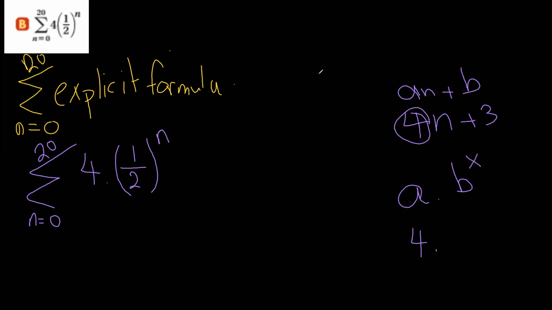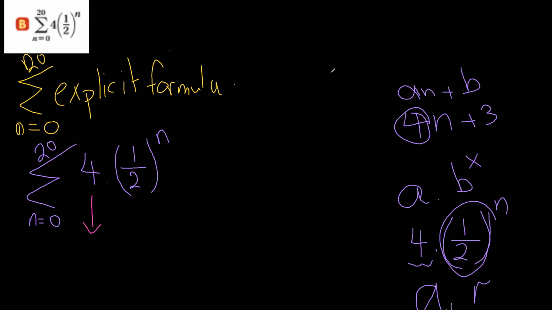So here, if you have 4 times half raised to the power n, this half is what? Who can tell me? B. B, yes, it is B. That means it is my common ratio R. And this one, what is it? A. A sub 1, thank you. So from this explicit formula, I can know now that this 4 is A sub 1, and this 1 over 2 is R.